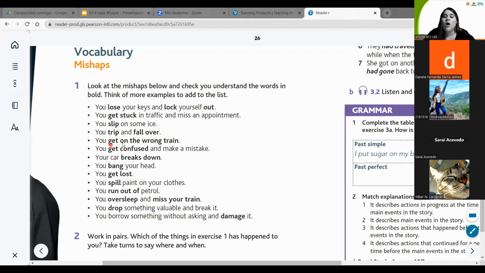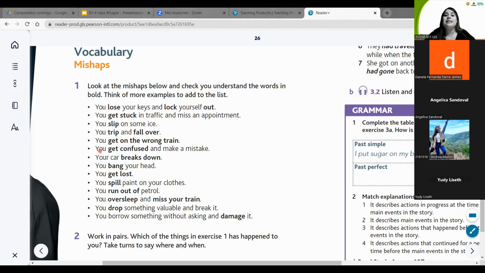What about get on the wrong bus? Well, teacher, when you said that you trip and fall over, what is the meaning of this expression? Trip means tropezar, and then fall over is like caerse. Ah, okay. You got on the wrong train. Well, not necessarily train, but let's say on the wrong bus. Has it ever happened to you?